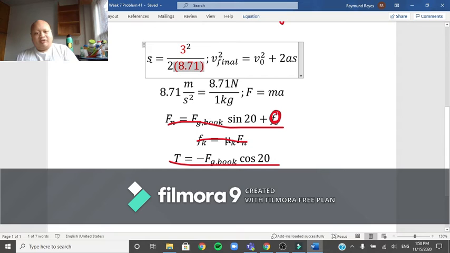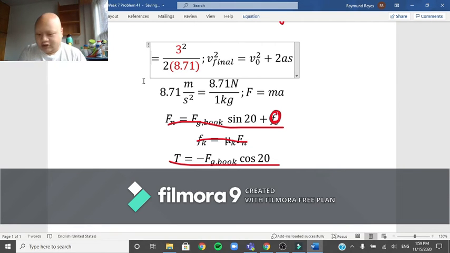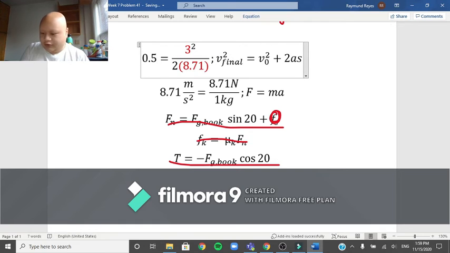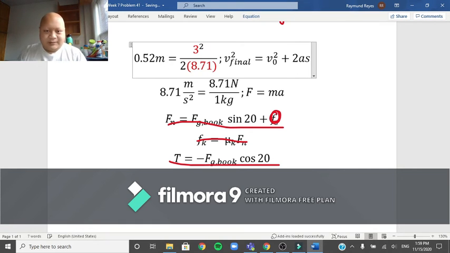So now these are my calculations, so you guys might get different calculations. So I got 0.52 meters, and that's my answer for part A.